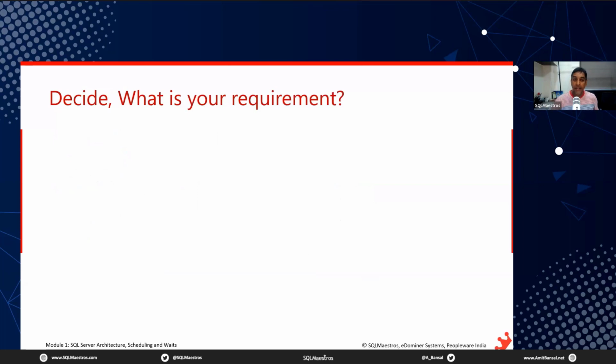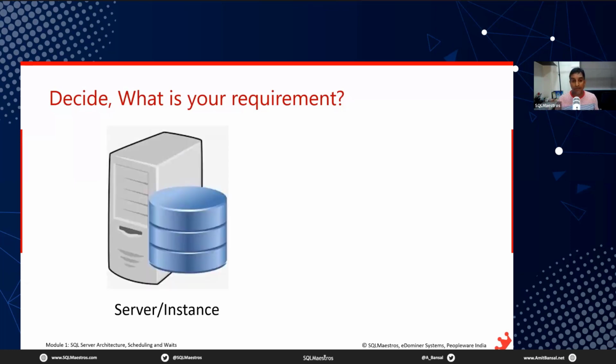And we are here. Now that you have a very quick overview of what wait types are and how it works, this was a very, very high level introduction and overview. Now that you know it, you decide what your requirement is. What I mean by this is, what are you trying to troubleshoot? What are you trying to tune? What are you trying to optimize?